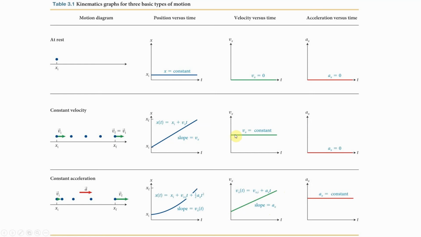When my acceleration was up here before, my slope was 0 because my acceleration was 0. If I'm speeding up, I've got a positive acceleration, a positive slope. If I'm slowing down, I've got a negative acceleration, a negative slope. Finally here, my acceleration is constant but not 0, so it's not changing in time.